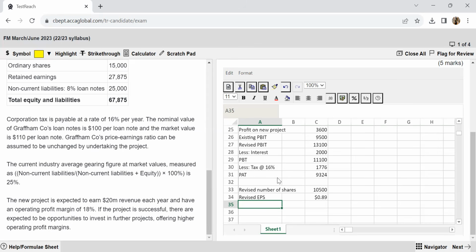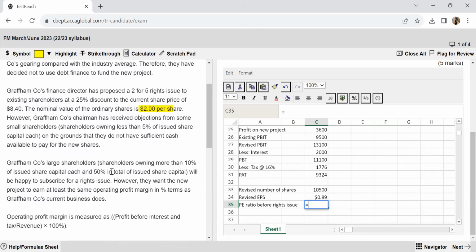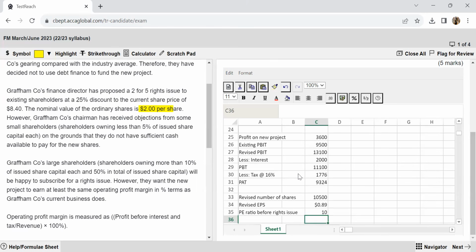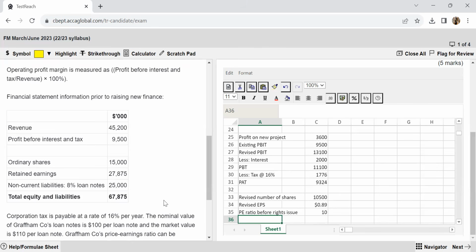So let's find out how much is our PE ratio before the rights issue. PE ratio before the rights issue. So PE ratio is nothing but the price divided by the earnings. So the price per share was given to us as 8.4. Yes, here is the price 8.4, and I will divide this by my earnings. So my earnings I had just found out over here, it was 0.84. So 10 is my PE ratio before the rights issue, and it is said that this ratio will remain same.